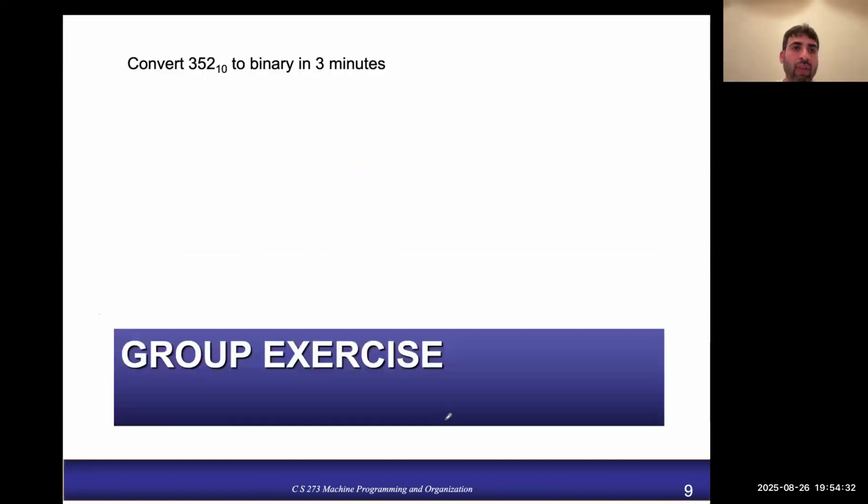No? Okay. If no questions, then I want you to do this exercise. Here it says it's a group exercise, but I guess most of you are attending the lecture in an individual capacity, so you are not in the classroom. So try to do this exercise on your own and convert the number 352 from decimal system to binary equivalent value. You have 3 minutes to do that. Let me know when you are done.